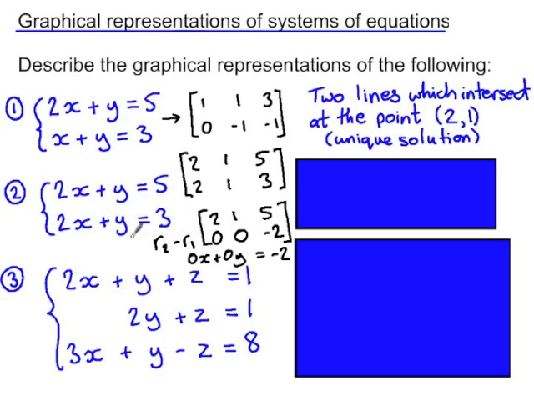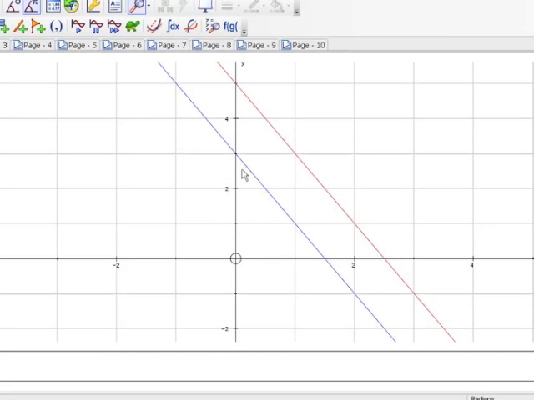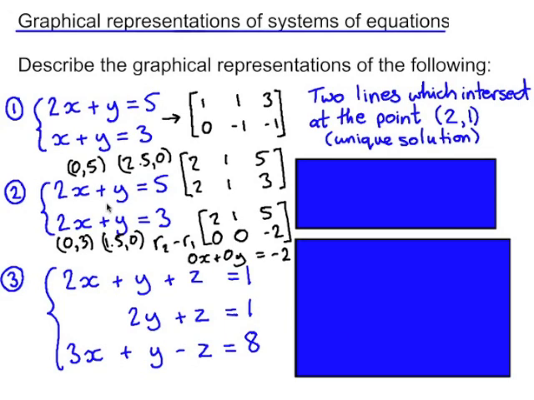So let's think about what that means graphically. Here are the two lines. The red line is 2x plus y equals 5 and the blue line is 2x plus y equals 3, and you can see that these two lines are parallel. They never cross. If we go back to the original equations and put them into gradient intercept form, this would be y equals negative 2x plus 5, and the second one is y equals negative 2x plus 3. They both have the same gradient of negative 2, so they will never intercept.